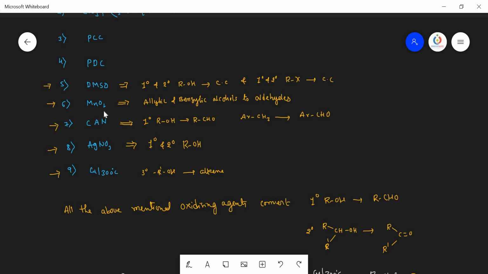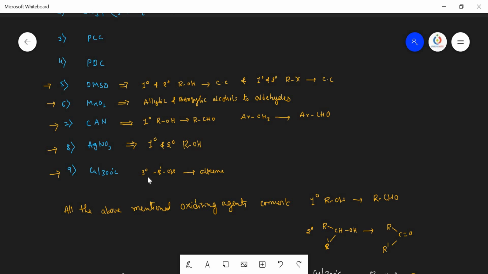And manganese dioxide preferably oxidizes allylic alcohols and benzylic alcohols to the aldehydes and ketones. Ceric ammonium nitrate oxidizes the primary alcohols to the aldehydes, whereas an aromatic methyl group also will be oxidized to the aldehyde group. And AgNO3 preferably oxidizes only primary and secondary alcohols. AgNO3 is so selective a reagent that even if the secondary alcohol is fully crowded, it shall not be oxidized. It oxidizes only the primary alcohol in such cases.